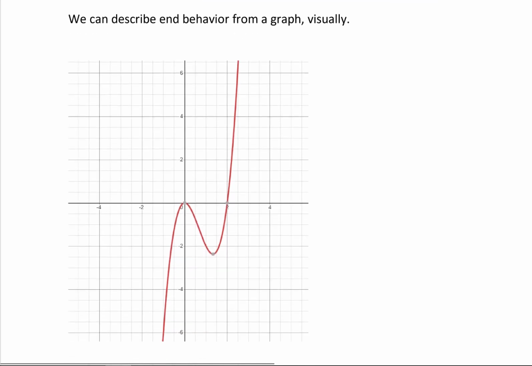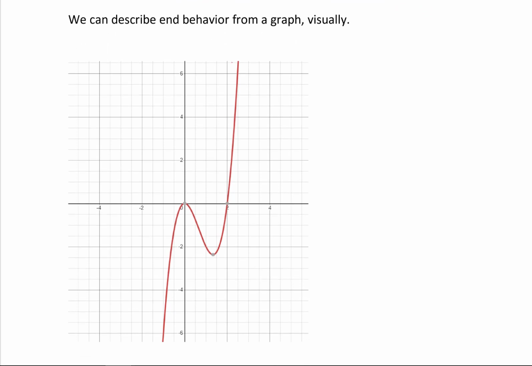So I have a visual of a graph down below, and I'm first going to review what potentially you did previously when you had to identify end behavior. So we're only looking at what is happening as the x values get really large or really small. So it doesn't really matter what's happening in the middle of the graph, we're only focusing on the end, hence the name end behavior.